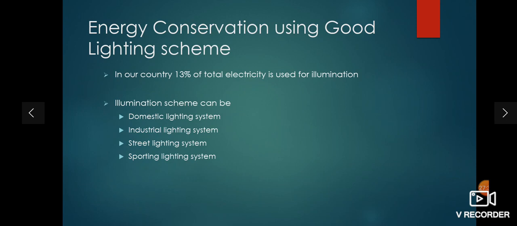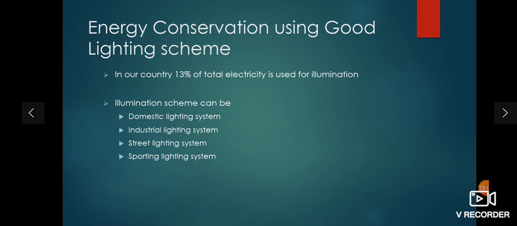If there is a steam leakage, power is being wasted, so avoid steam leakage. Now, energy conservation using a good lighting scheme. As I said, in a home we usually employ CFL instead of the tube light, and CFL has a low power consumption. In the same way, what does a good lighting scheme mean? In our country, 13% of total electricity is used for illumination, so employ a better illumination scheme.